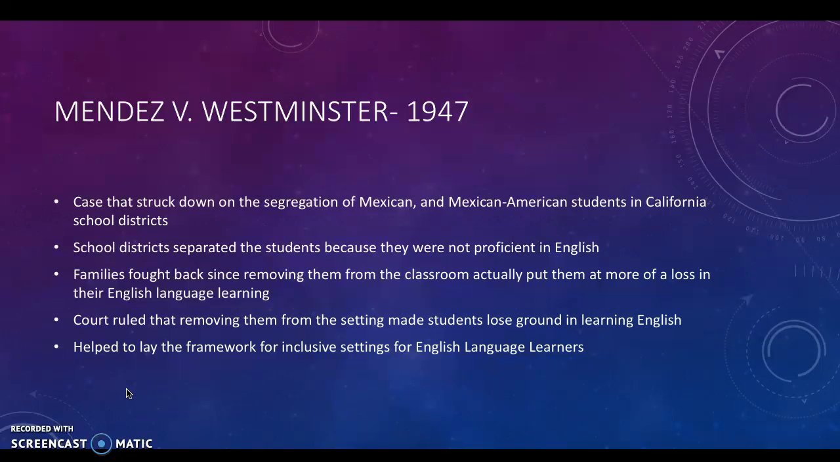The families fought back against this, saying that removing them from the general school environment with English-immersed peers actually put them at a deficit by making the students lose ground in learning English in such segregated settings. This helps to lay the early frameworks for inclusive settings that work on fostering an English-rich culture around those students who are English deficient, so that they will be truly immersed into the language with their peers.